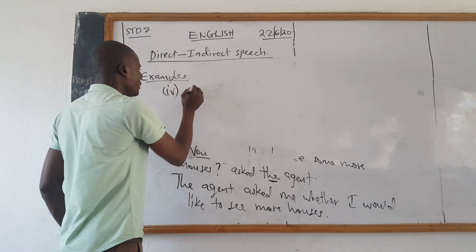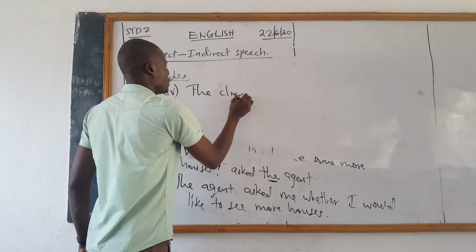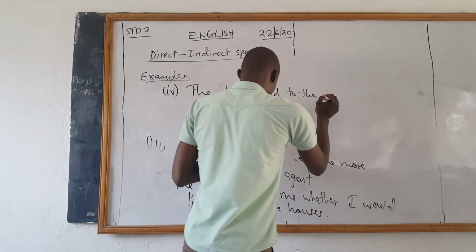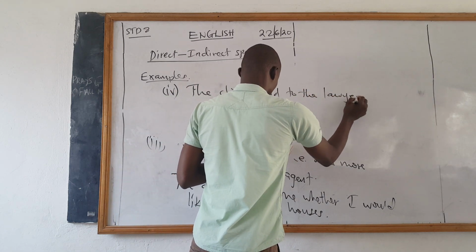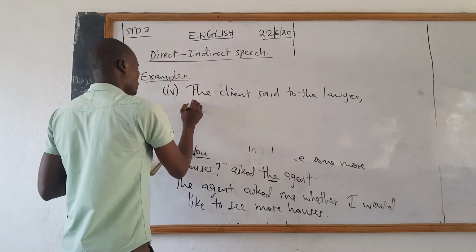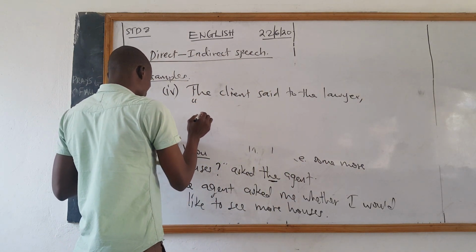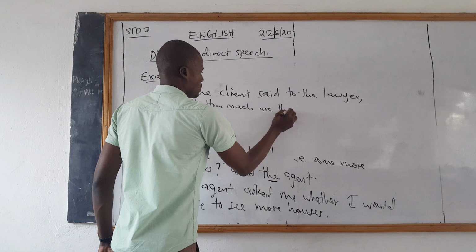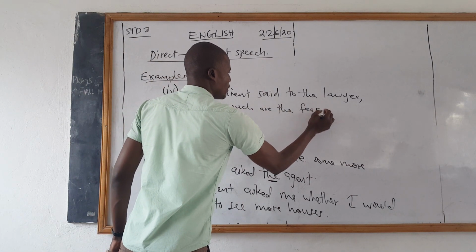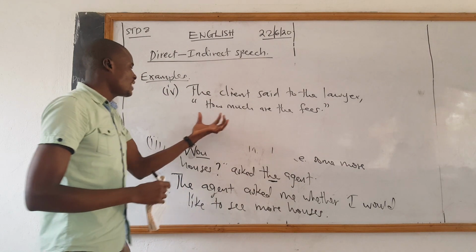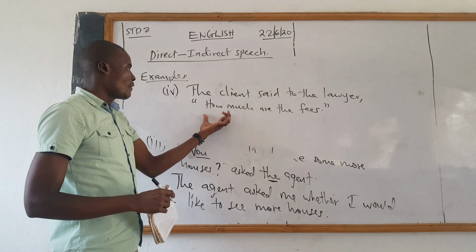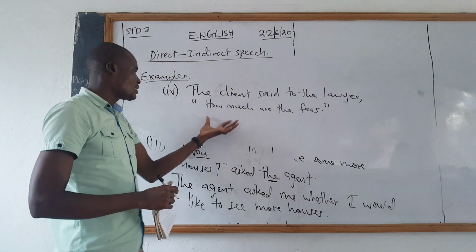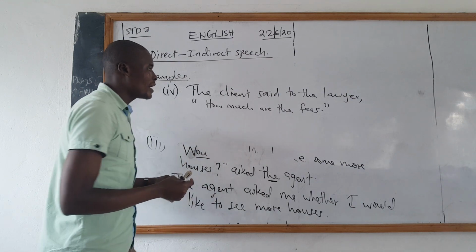The client said to the lawyer, "How much are the fees?" So these are the actual words spoken by the client. This is what whoever says the words, the client said to the lawyer. But the actual words of the client are these: "How much are the fees?"